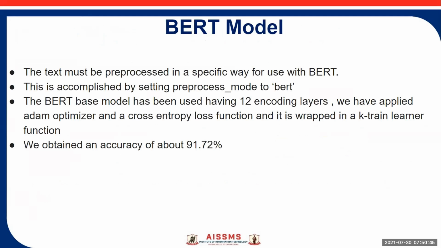Now, coming finally to our main model, the BERT model. We have used Bidirectional Encoder Representations from Transformers, BERT, as it has the advantage that it gives us the context of words from both left to right and right to left simultaneously. The text needed to be processed in a specific way for use with BERT, so we accomplished that by setting the preprocessing model to the BERT preprocess model. Then the BERT model, I'll be explaining next. We obtained an accuracy of about 91.72% in our model.